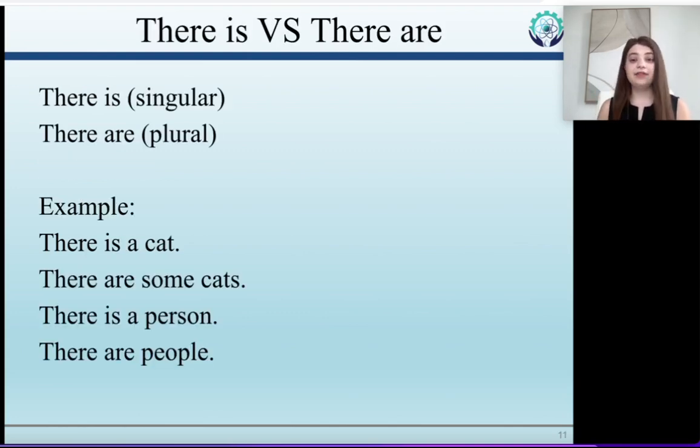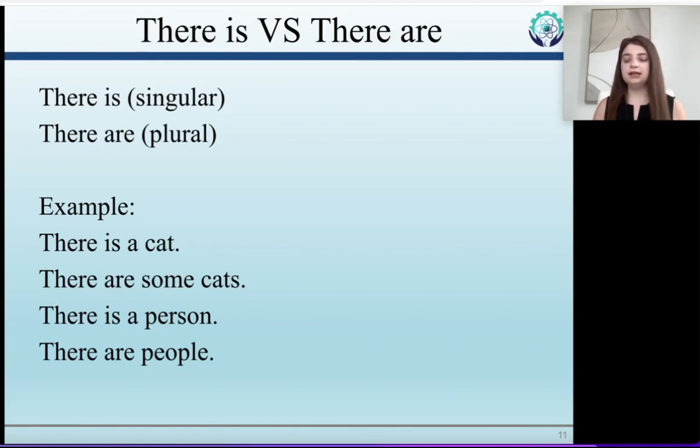Then we have there is versus there are, right? There is singular, whereas there are is plural, right? We could say there is a cat, right? That's singular. We just have one cat. We would say there are for plural, right? There are some cats. Or there is a person.